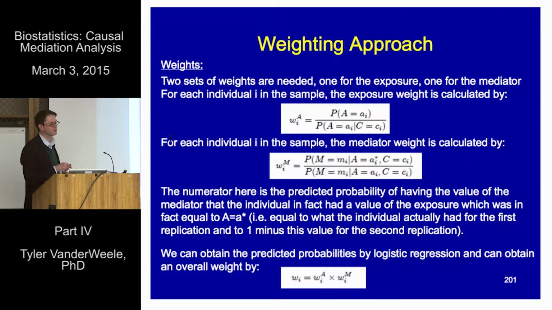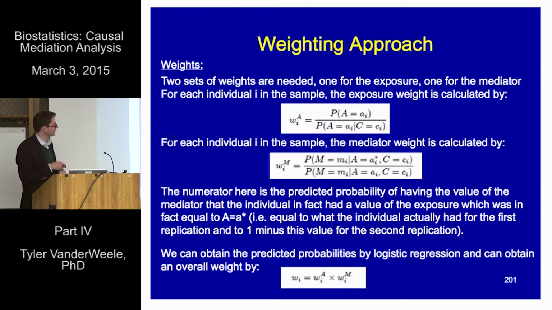So the predicted probability itself of having the exposure for those who are actually exposed, and 1 minus that predicted probability for those who are actually unexposed. Because for the unexposed people, we want the probability for that individual of being unexposed conditional on their covariates. So 1 minus the probability of being exposed. In the numerator, we just have the overall probability of having the exposure they actually had. That's our weight for the exposure.